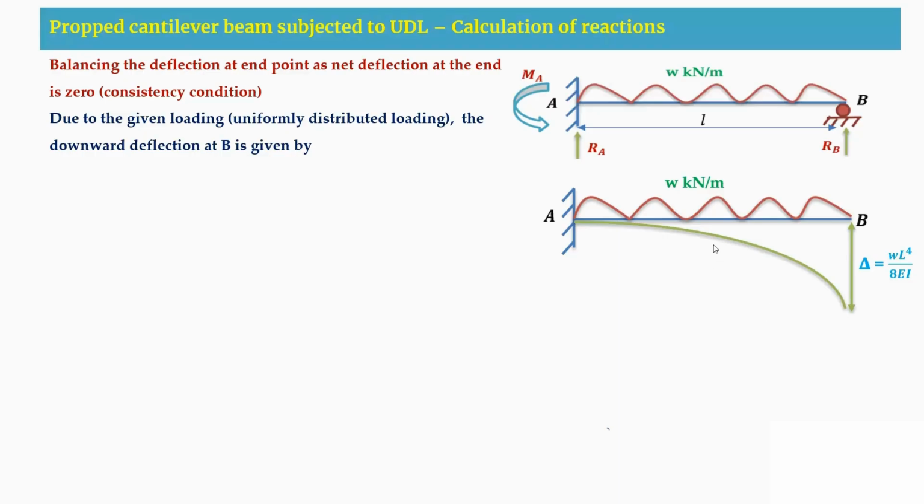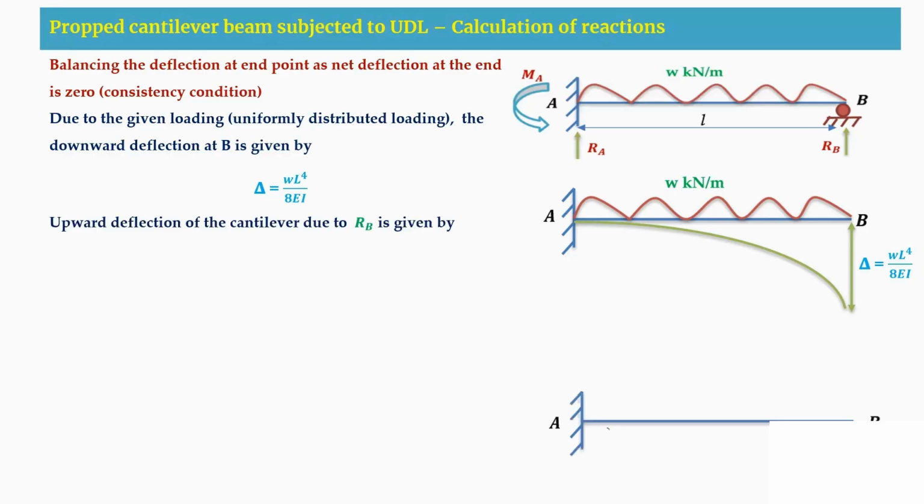And next, this is your deflection 1. So this deflection is your downward deflection. Next, coming to your second case, that is the upward deflection of a cantilever beam. So this is a cantilever beam which is having a prop here. Due to this prop condition, due to this vertical reaction at B, we are going to have the deflection in the upward direction. So the deflection here, the formula is RB into L cube by 3EI.